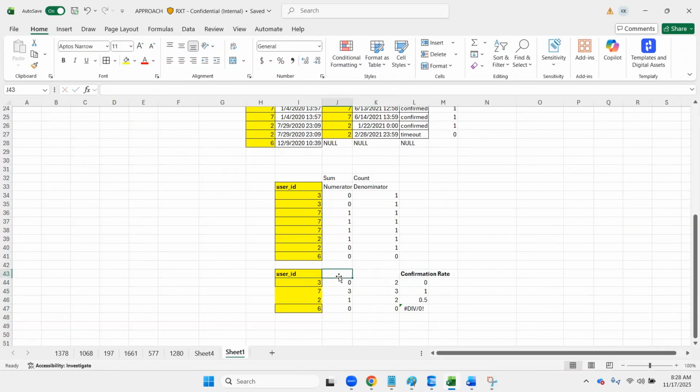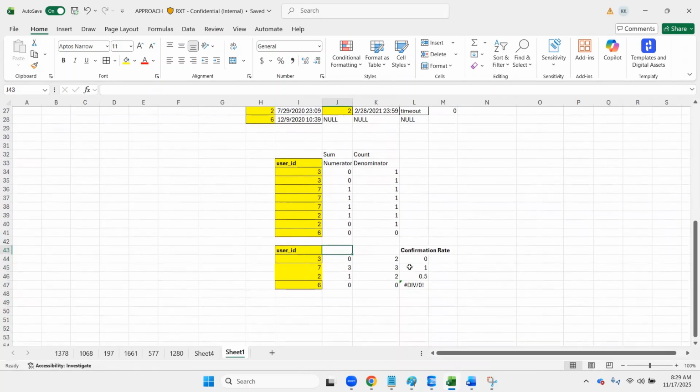We don't require this one. For understanding's sake I'm explaining these 2 columns, but we want only the user ID and the confirmation rate. We can see how to write the query in SQL in a few minutes.